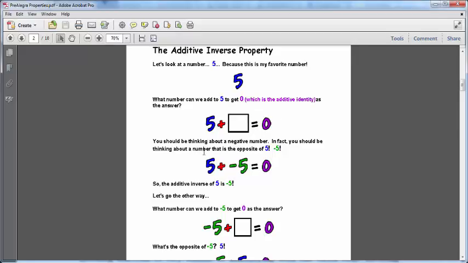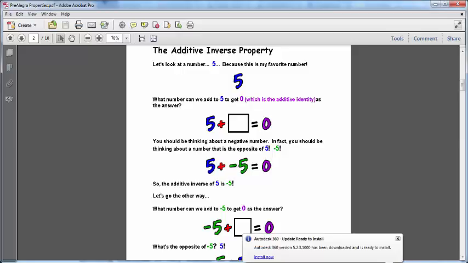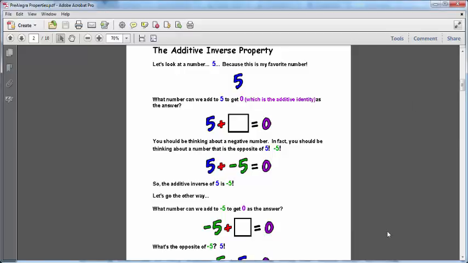We have to add the inverse. 5 plus a minus 5 is equal to 0. 5 added to the inverse, which is negative 5, will always give you 0. So the inverse of any whole number or any real number is valid with this property. So we have negative 5 plus 5 is equal to 0.